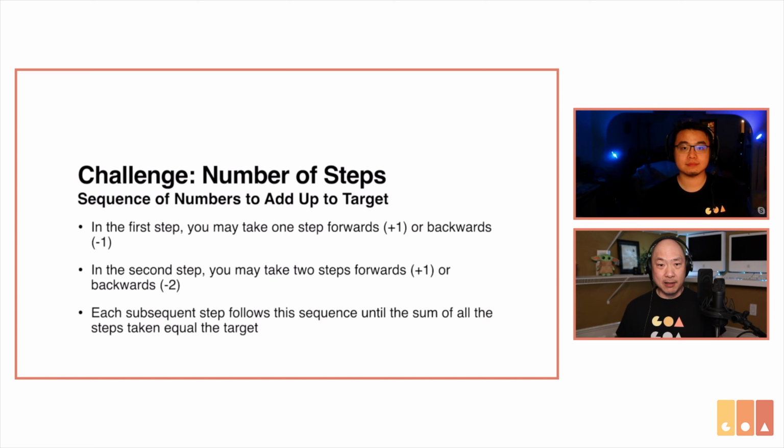So this week's problem is, I guess I called it number of steps. And the idea was to find a sequence of numbers that add up to the target. Now, there were a few rules. In the first step, you may take one step forwards or backwards. In the second step, you may take 2 steps forwards or backwards. And then each subsequent step, you would take either 3 steps forwards or backwards, and then 4 and so on until you hit the target number.